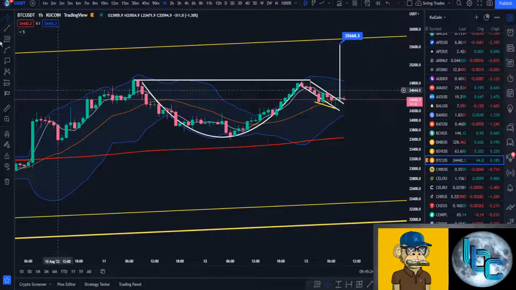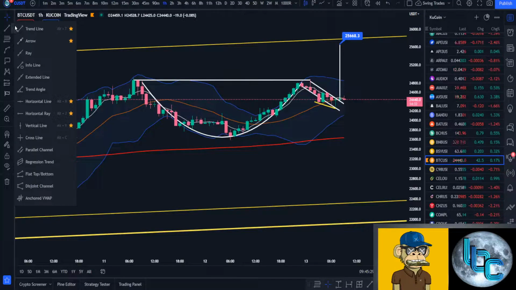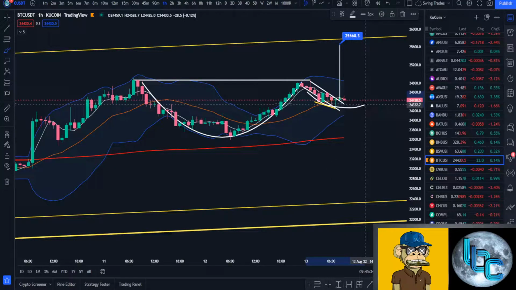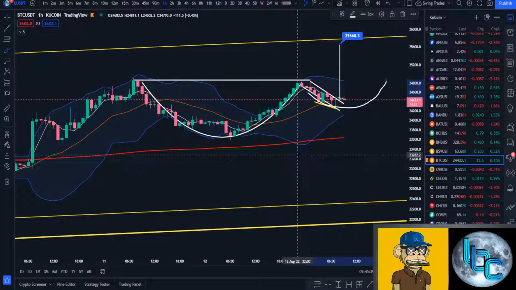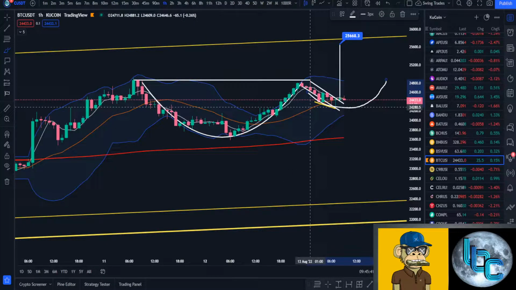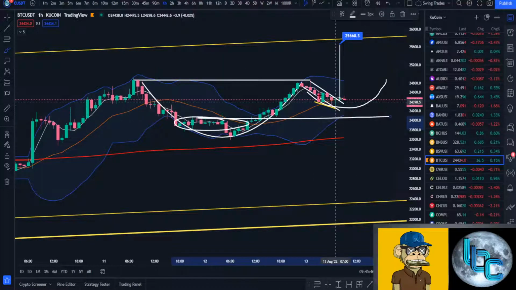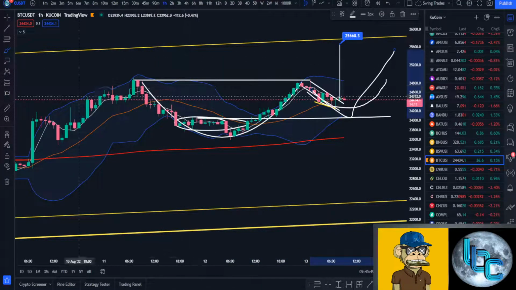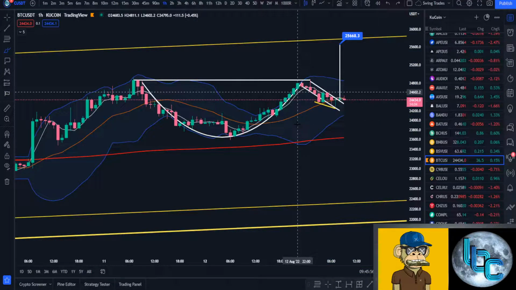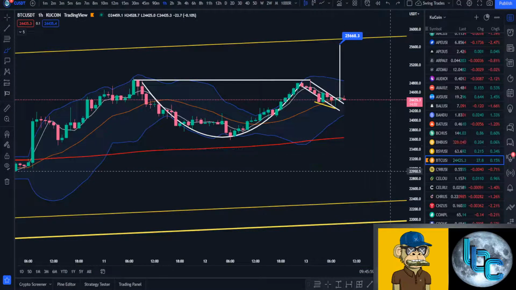And the handle typically will play out to where, where's my drawing tool? This will typically play out where you get another little cup, really, is what you want to see. That's those buyers coming in, and you can see they came in right here. So we might even come back down to this level and then start moving back up, and that would suffice for a nice cup and handle too. Just having an understanding of price action really helps.